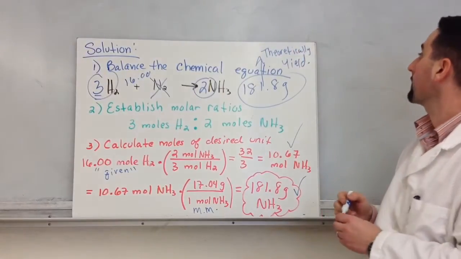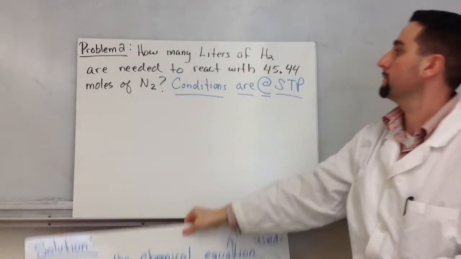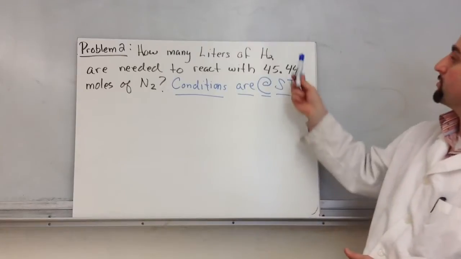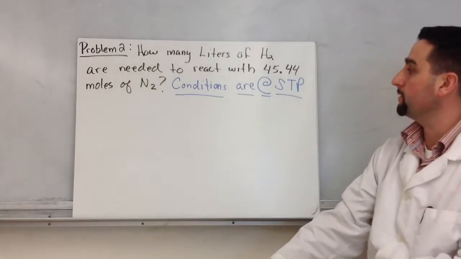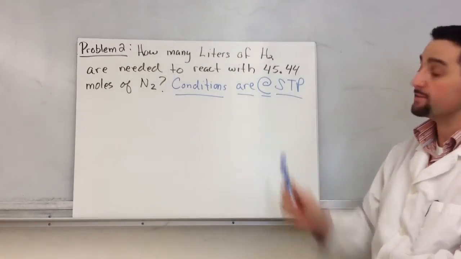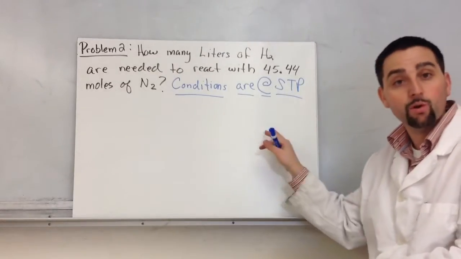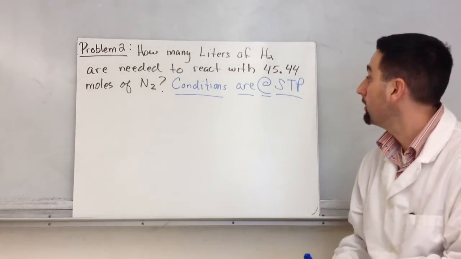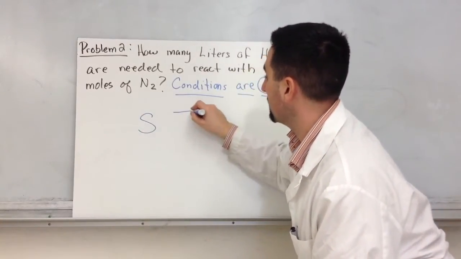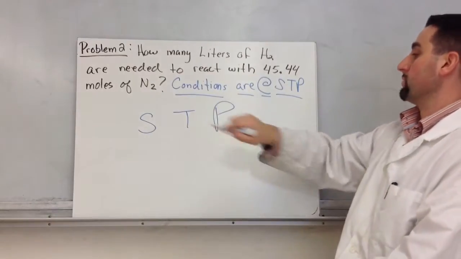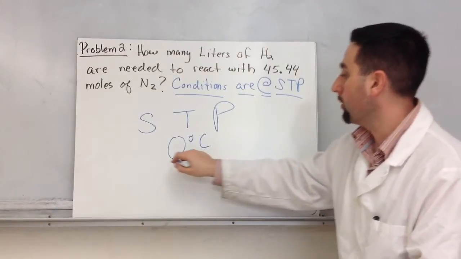Okay? All right, let's look at the next question here. We'll move on. How many liters of hydrogen gas are needed to react with 45.44 moles of N2? Conditions are at STP, right? Standard temperature and pressure. And we're using the same equation from the previous slides. Let's think about this for a second. STP, standard temperature and pressure. That's 0 degrees Celsius, and that's also 1 atm.